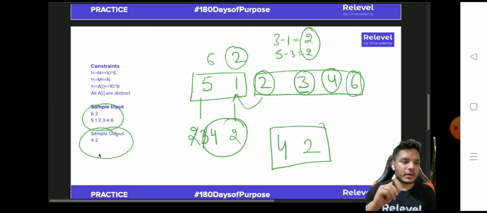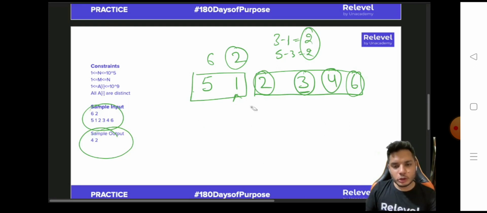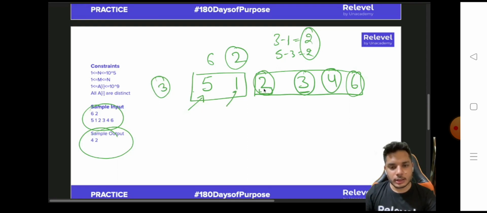Now let's think of a solution. First, try to understand the brute force solution. I think the brute force solution is very simple. What we will be doing is we will take 2 and check, should 2 go to this leader? So we'll calculate the difference. The difference is, let's say, 3, and here the difference is 1. So it should go to this one.